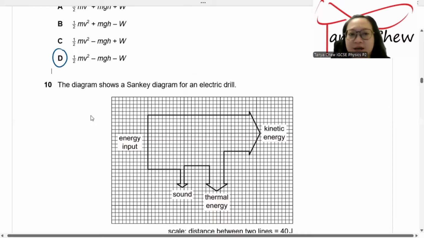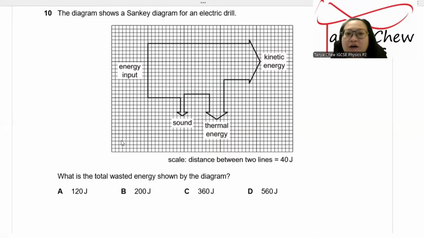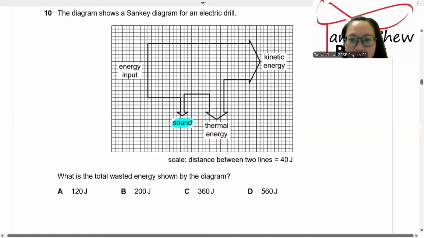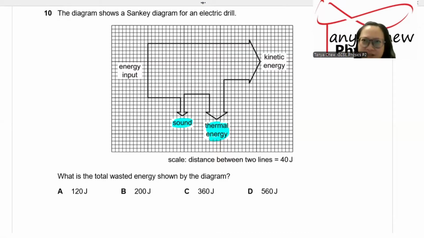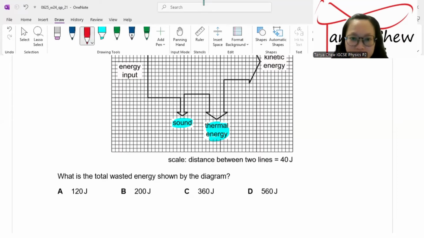Question number 10. The diagram shows the Sankey diagram for an electric drill. What is the total wasted energy shown by the diagram? Now, the usefulness of the Sankey diagram is to see how efficient an electrical appliance is, with the energy input given, and to see whether the energy is being wasted. For an electric drill, we want kinetic energy. So the wasted energy should be sound energy and thermal energy. We don't want any sound, but somehow it gives out sound, and we don't want heat, but somehow it gives out heat.